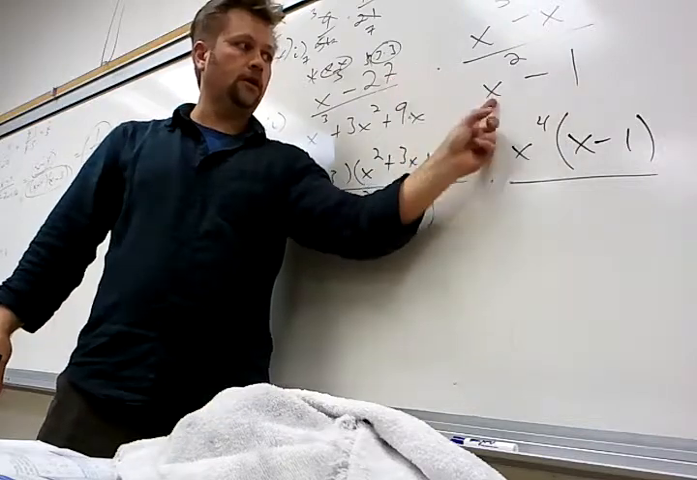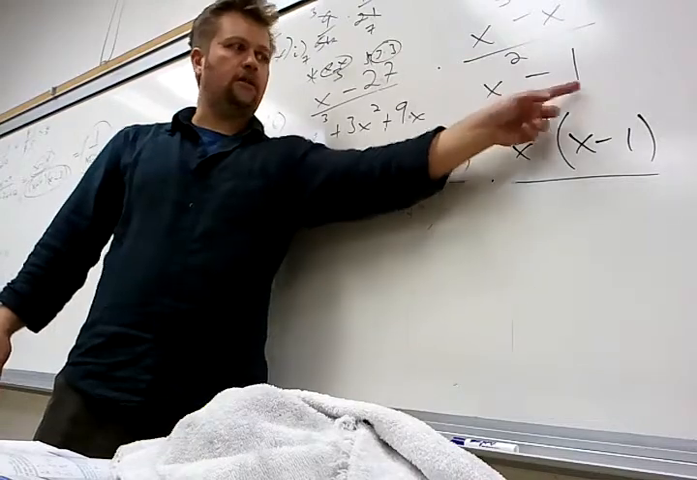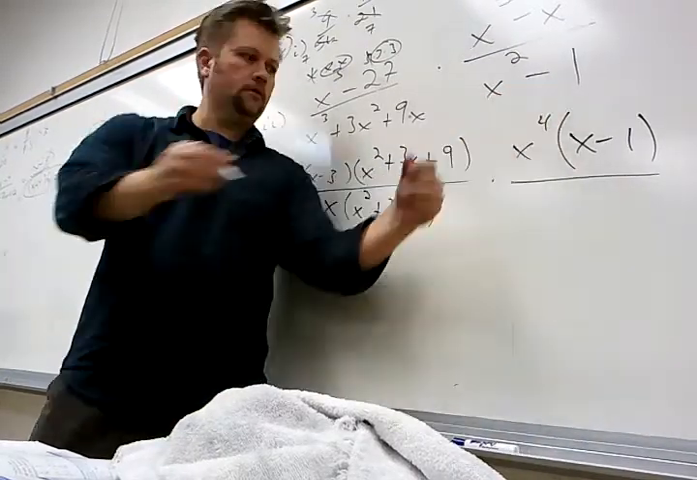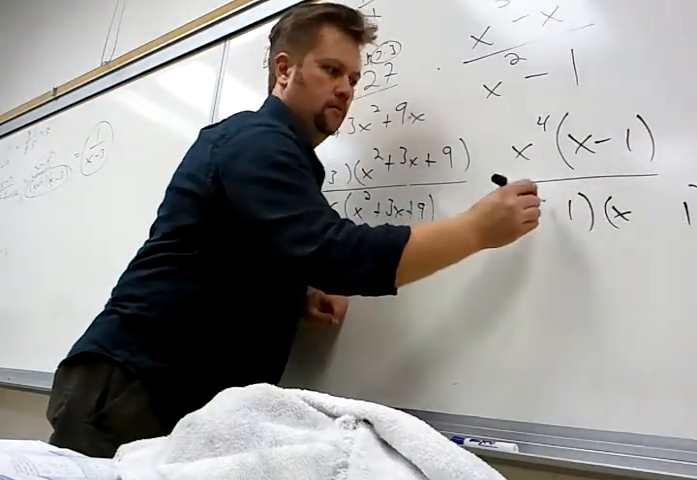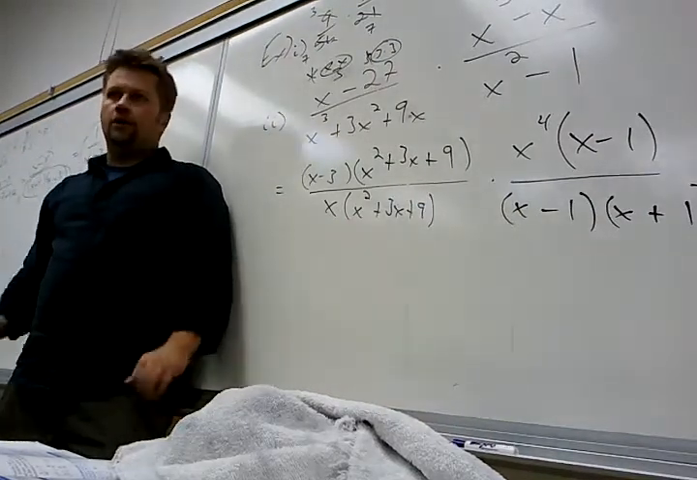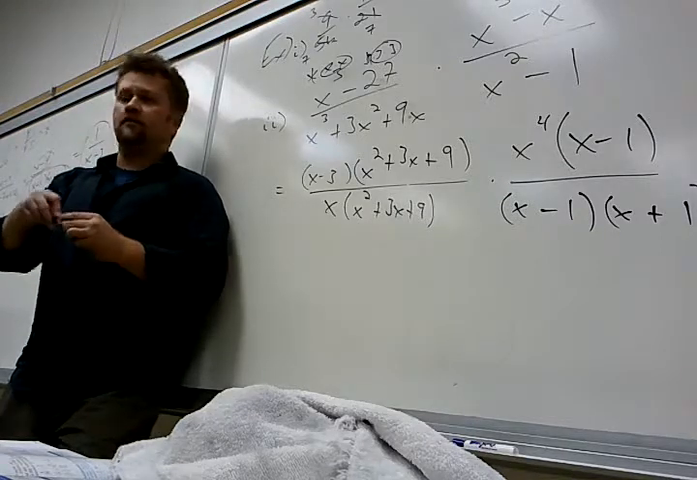Can we take x out? Can you take an x out of here? No. GCF has to be able to come out of everybody. But that's just a beautiful little difference of squares. X squared is x times x, 1 is 1 times 1, minus and plus. Now look there, are we done factoring? Yes, we are done factoring.